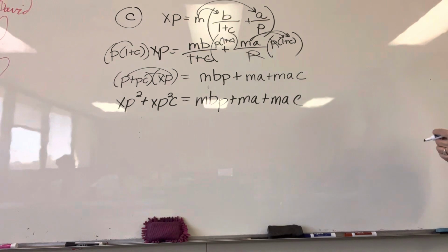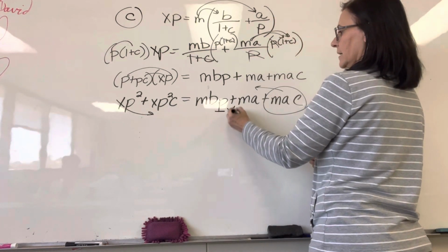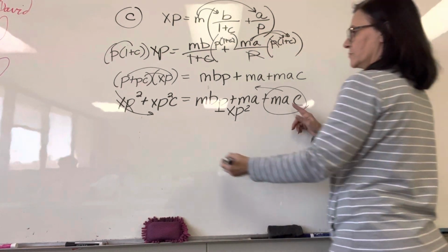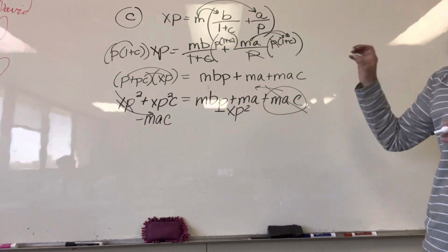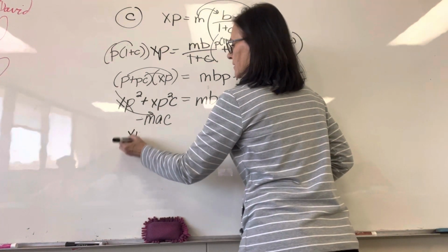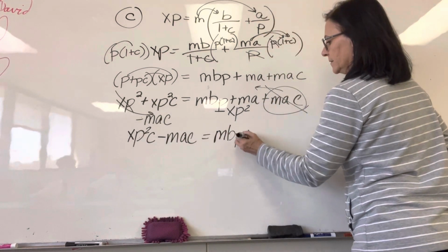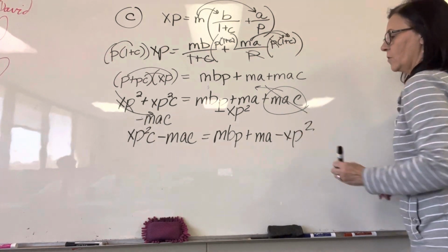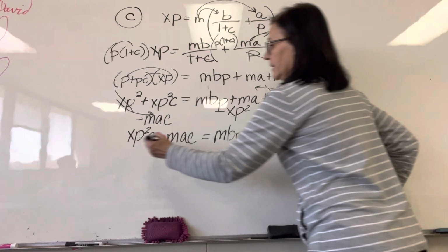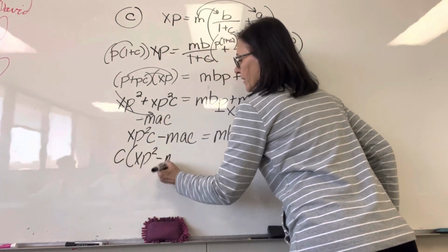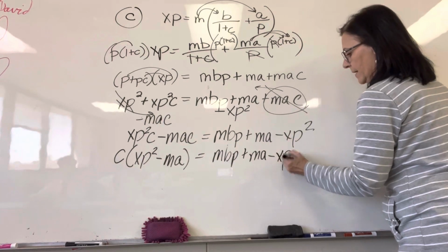I'm solving for C. I'm going to move this one left and I'll move this one right. So I'm going to subtract XP squared and I'm going to subtract MAC. So I have every term with a C in it on one side. Every term on the right hand side has no C in it. So it's XP squared C minus MAC equals MBP plus MA minus XP squared. On the left, I factor out the C. It's like I'm dividing those terms by C. And I have C times XP squared minus MA equals MBP plus MA minus XP squared.